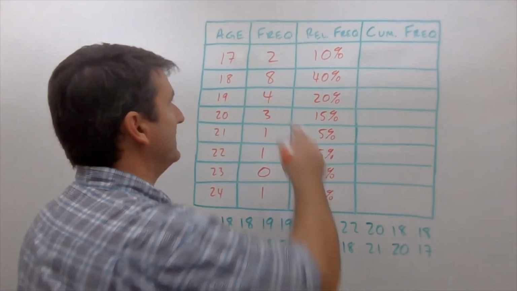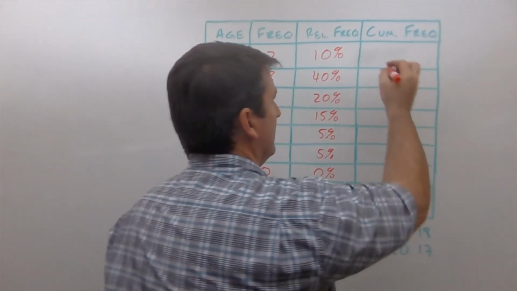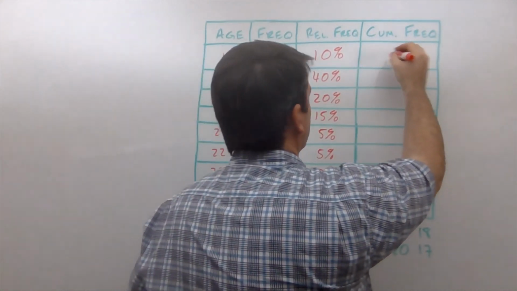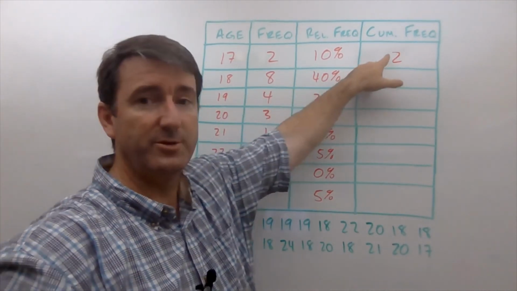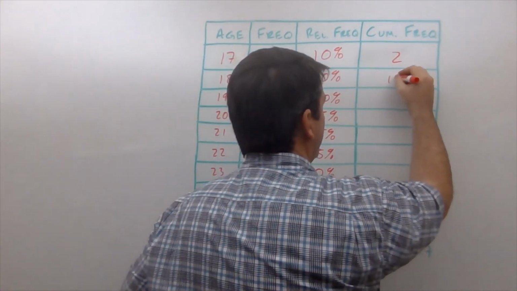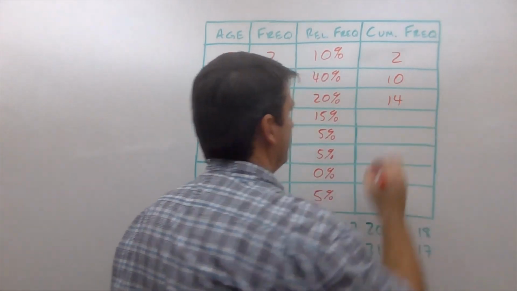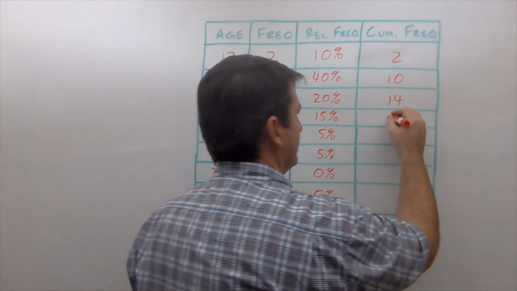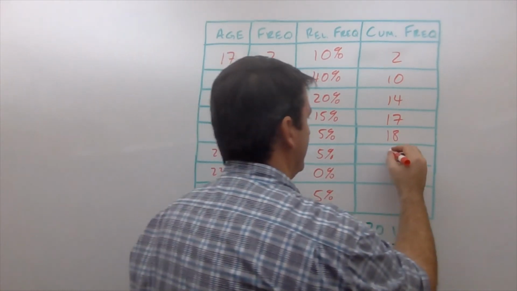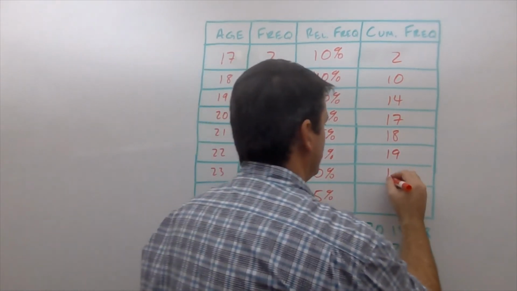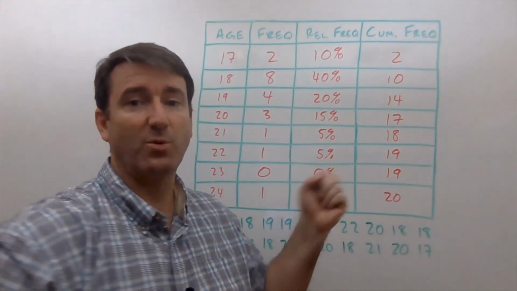All right, now our cumulative frequency. So the cumulative frequency for this first row is going to be the same as the frequency for this first number here. So this is going to be 2. And then we're going to add 8 to that 2. So our cumulative frequency now is 10. And then we're going to add 4 to that 10. So that gives us 14. Then we'll add 3 to that 14. That's 17. Then add 1. That's 18. Add another 1. That's 19. Add 0. So we're still at 19. And then finally we add the last one to get us our 20.